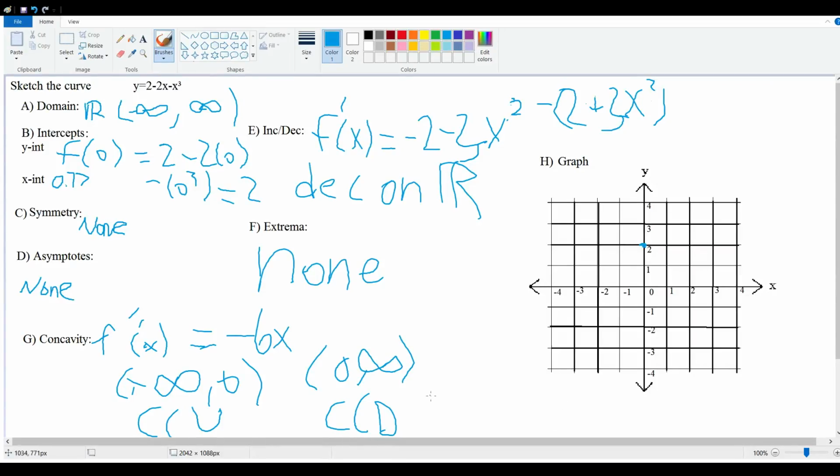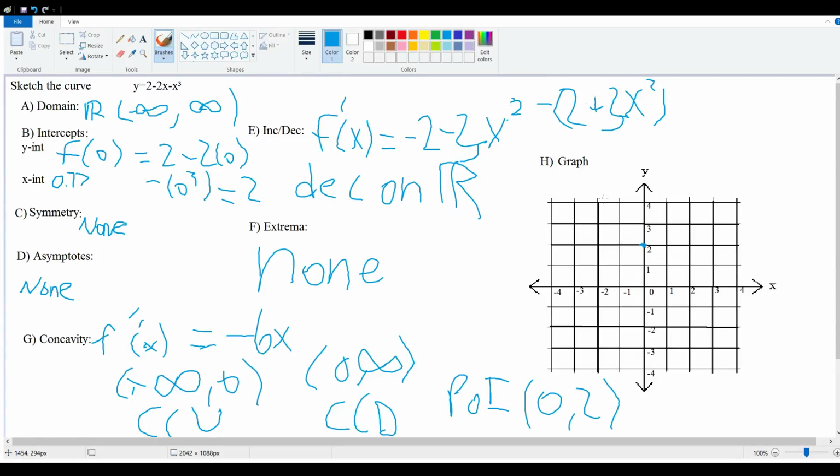And then the point of inflection, I wrote that up here, is going to be at x equals 0. And we found out earlier that the y-intercept is going to be 2, so we already marked that point on the graph right here. And so the next thing is to draw the graph.